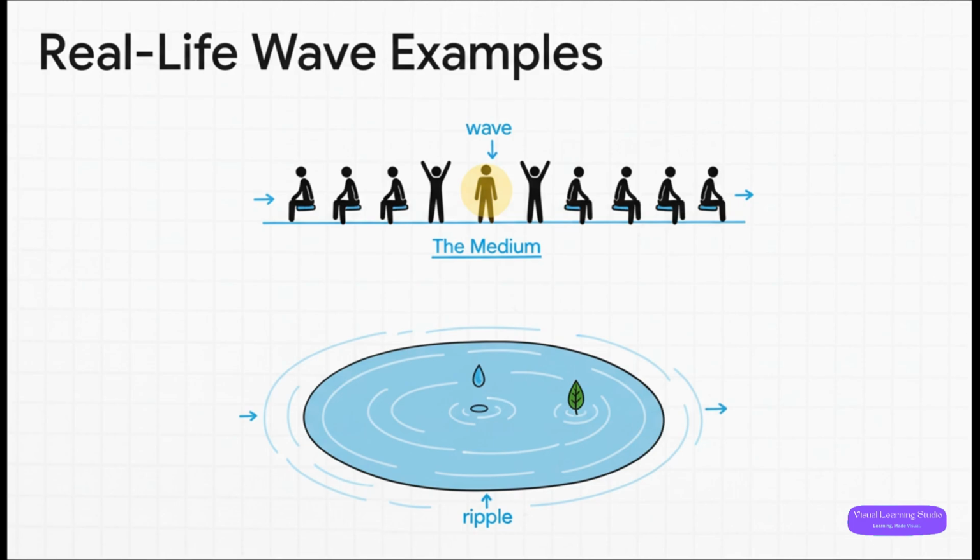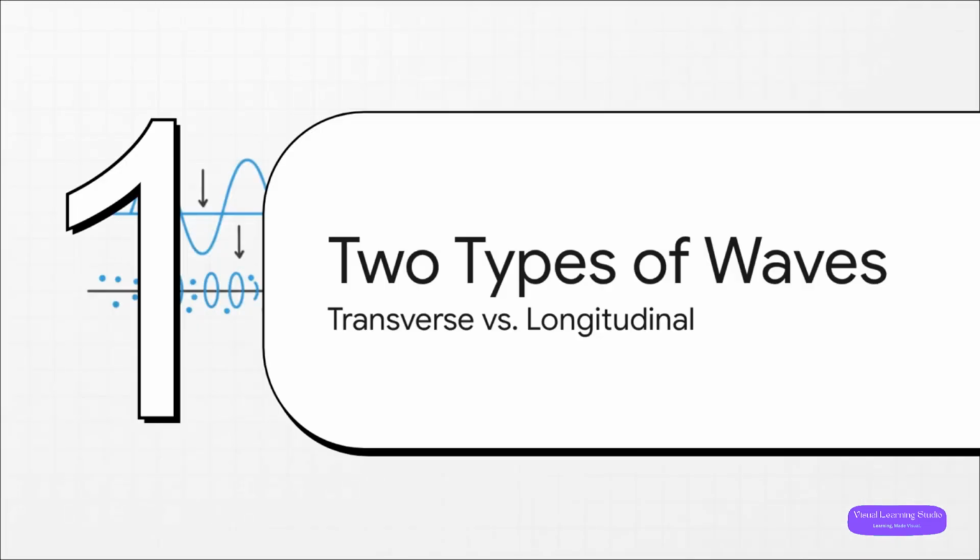Or ripples on a pond. A leaf on the water will just bob up and down. The water itself isn't flowing outwards. It's this beautiful, simple concept. So now that we know what a wave is, a transfer of energy, let's check out the two main flavors they come in. This is another one of those spots where textbooks can get confusing, but I've got a super simple trick so you'll never mix them up again.